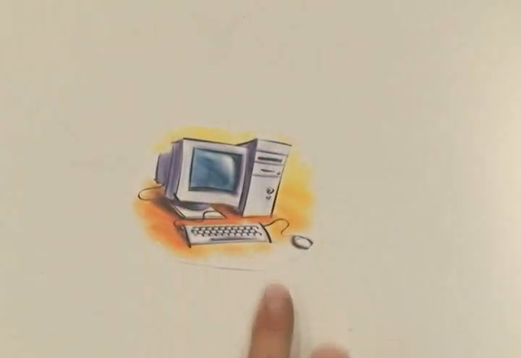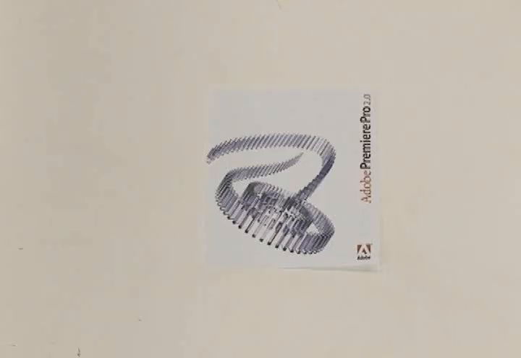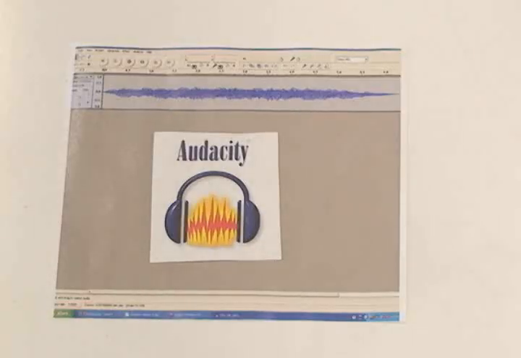After you have filmed, you will need a computer to edit and produce your video. A video editing software, for example Adobe Premiere Pro, will be needed to edit your footage, import audio, and produce your video. An audio recording software such as Audacity and a microphone will be used to record the dialogue for your video.